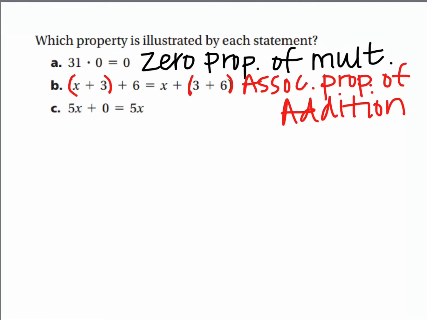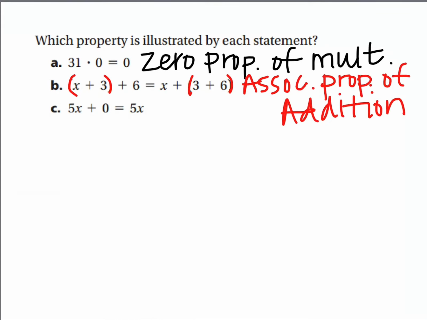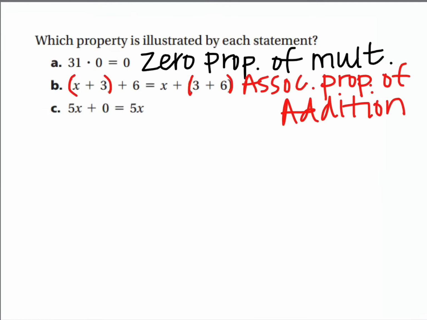Okay, letter C says 5x plus 0 still equals 5x. So it looks like our number didn't change even though we added to it. Looking back, that appears to be the identity property of addition.